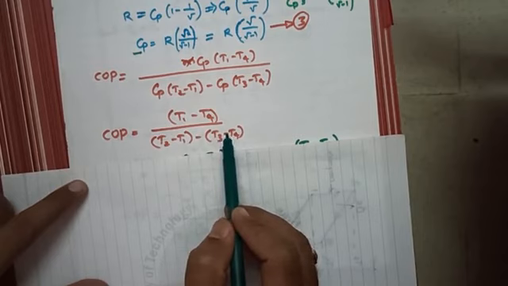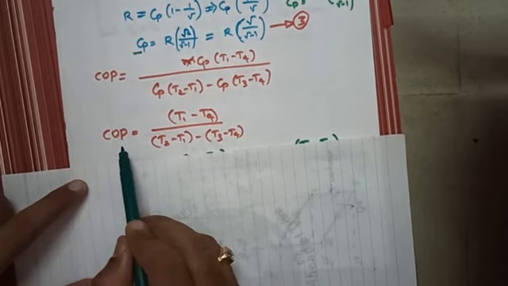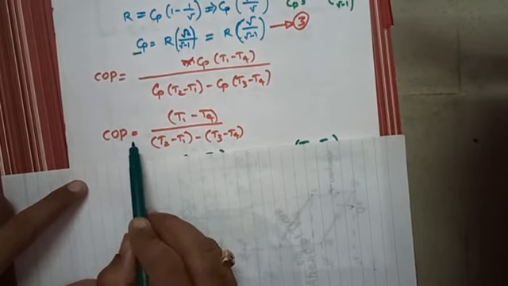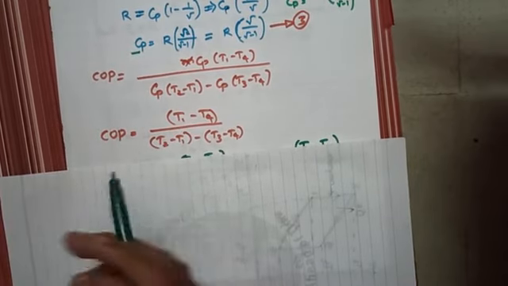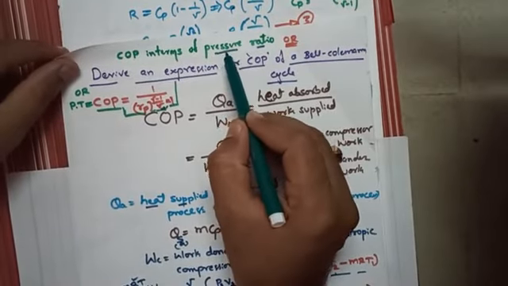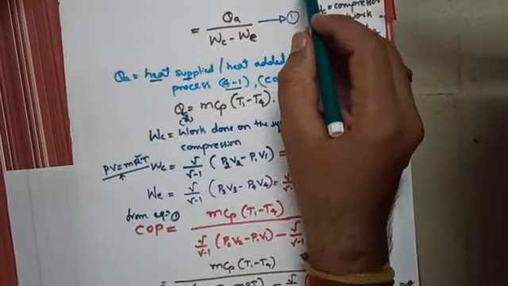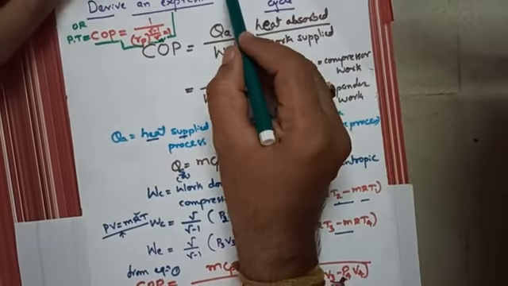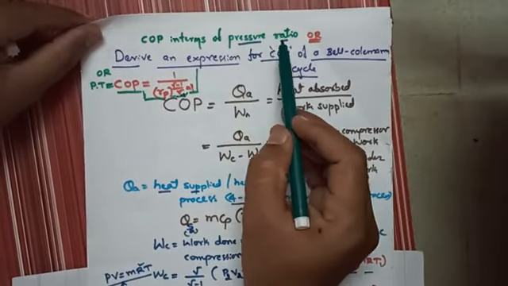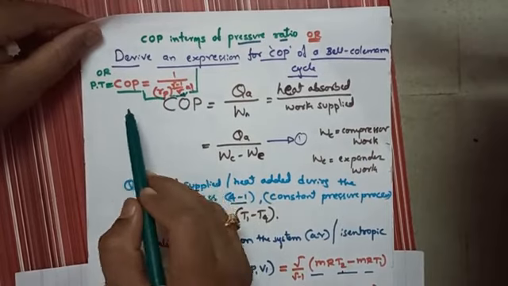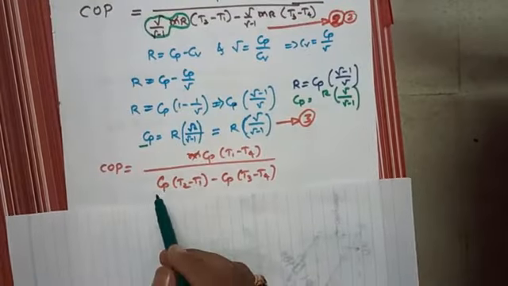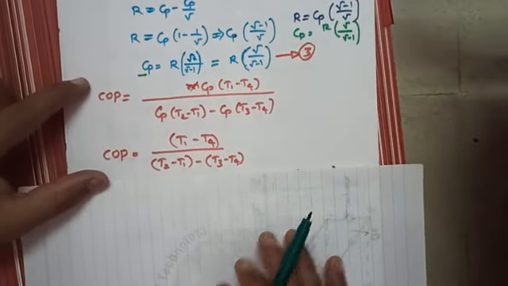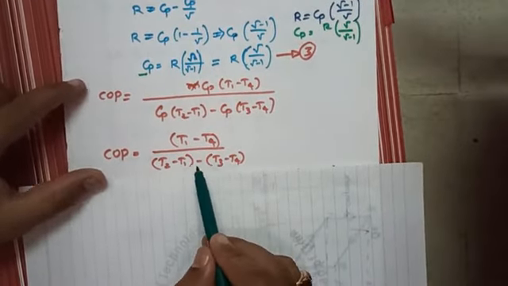In the given problem, if all temperatures are known, you can calculate using this equation. But here what has been asked is to prove the COP of the Bell-Coleman cycle in terms of pressure ratio. This is what we have to prove. But what you have derived till now is in terms of temperatures. Now convert temperatures into pressures.